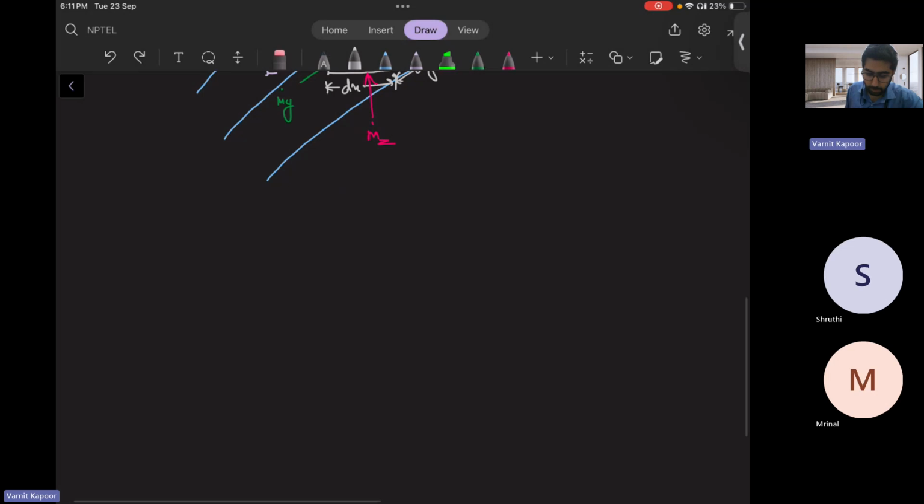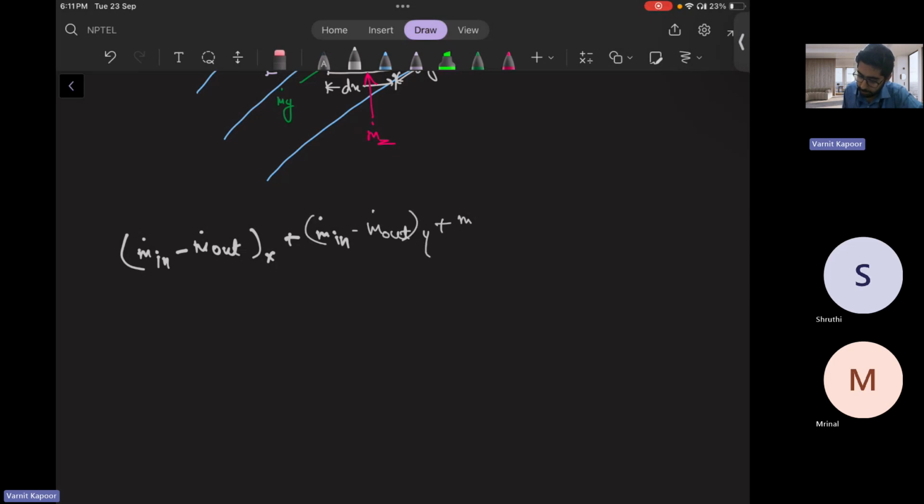So from the equation, we can write that mass flow rate in minus mass flow rate out in the x direction, plus mass flow rate in minus mass flow rate out in the y direction, plus mass flow rate in minus mass flow rate out in the z direction, is nothing but your total mass that has been stored.